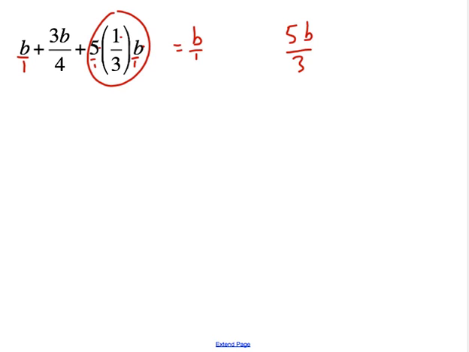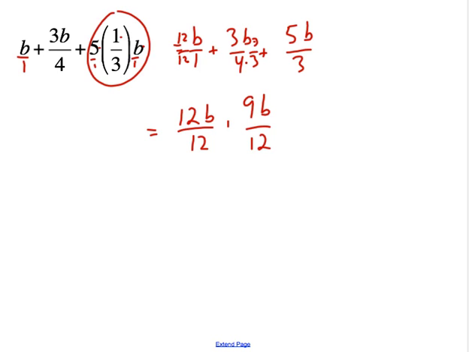So I've got b over 1 plus 3b over 4 plus 5b over 3. Now I can think, what do I need for a common denominator? Well, 4 and 3 will both divide 12. So I'm going to use 12. So I will multiply this first fraction by 12 over 12 and get 12b over 12. The second fraction, I need 12. My denominator is 4, so I'm going to multiply it by 3 on top and bottom. 3 times b times 3 is 9. So that's 9b over 12.